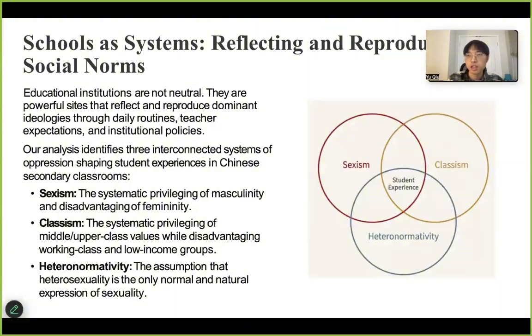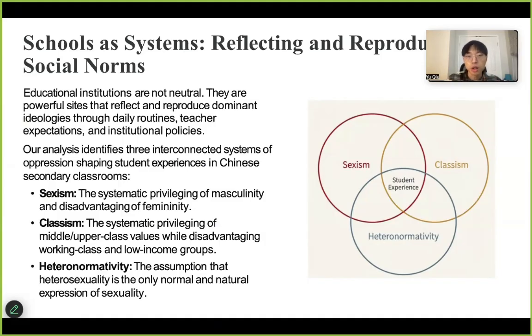Oppressive dynamics in Chinese secondary school must be understood within a broader social system shaped by socialization, sexism, classism, and heteronormativity. Schools do not operate as neutral sites. Instead, they reflect and reproduce dominant ideology through daily routines, teacher expectation, curriculum choices, and institutional policies. Using social justice education concepts, the following analysis explores how gender oppression and socio-economic oppression manifest in Chinese secondary schooling.